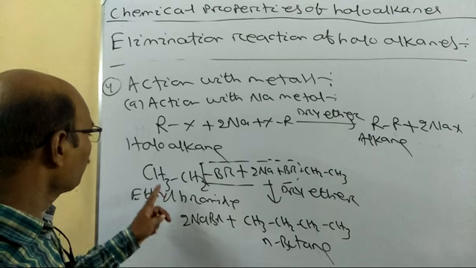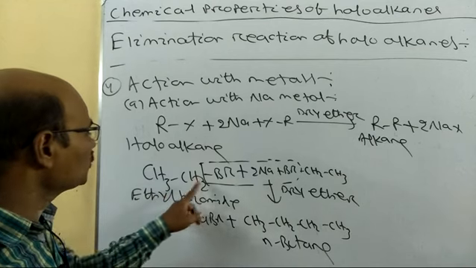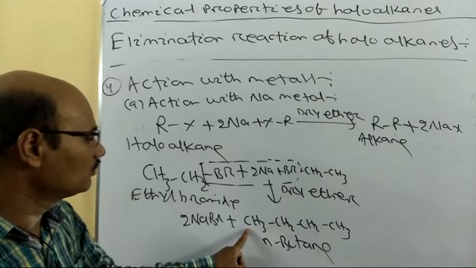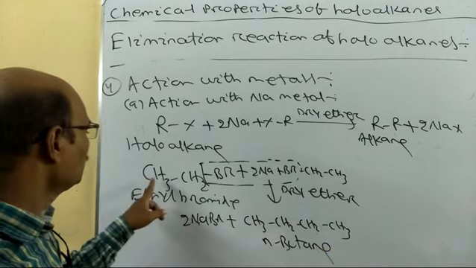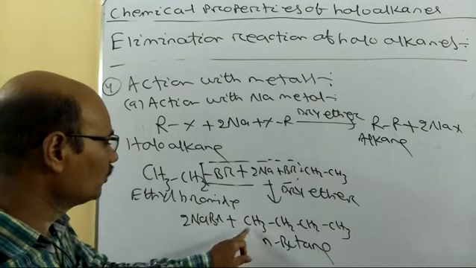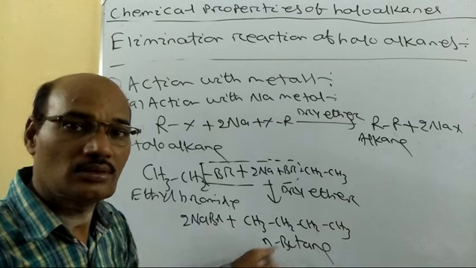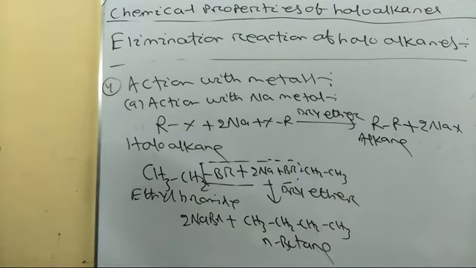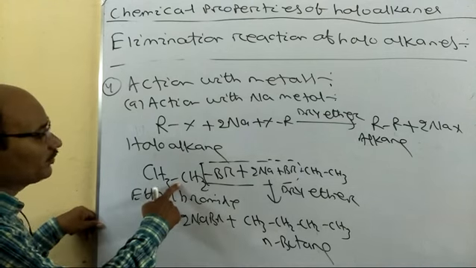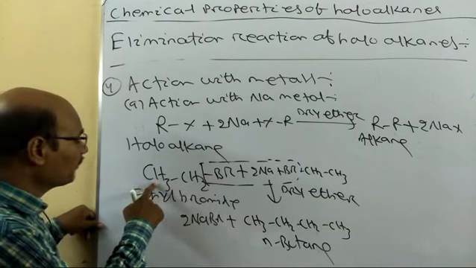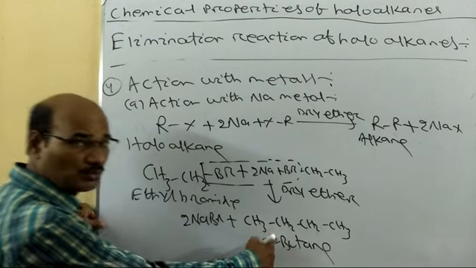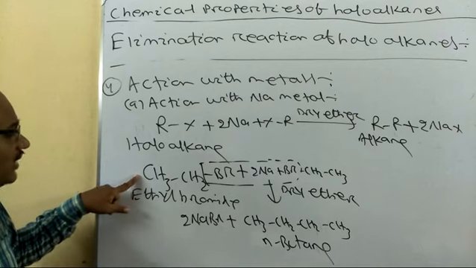So here you see ethyl bromide, CH3CH2Br, with sodium metal in dry ether. What are we getting? Butane. So there are two carbons in the haloalkane, but I am getting four carbons in the alkane form. Whatever haloalkane we take, the number of carbon atoms doubles in the alkane form. So this kind of reaction has great importance.